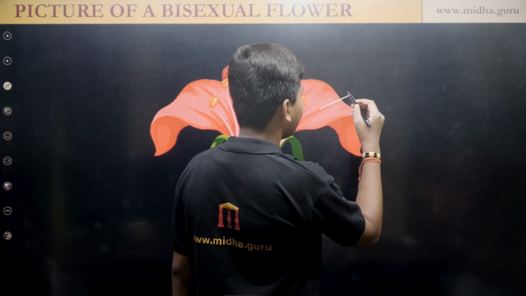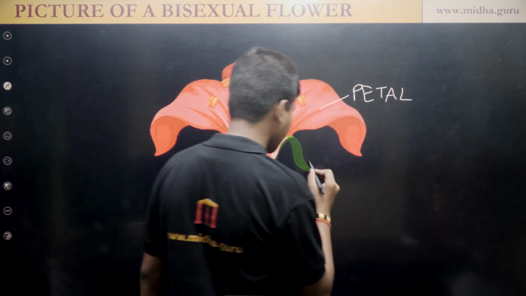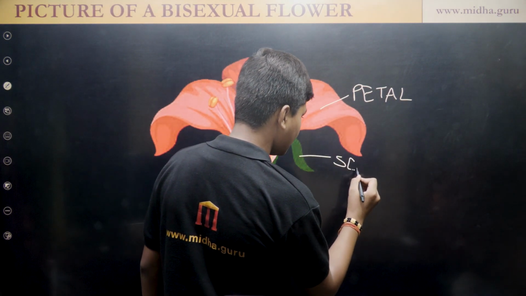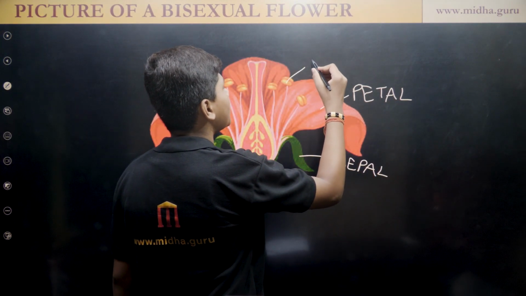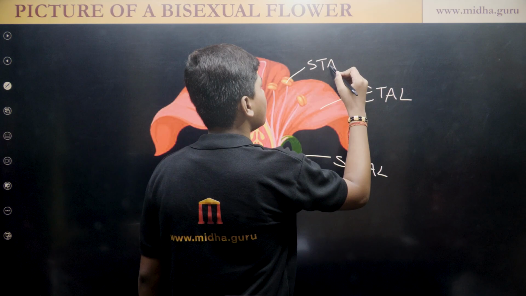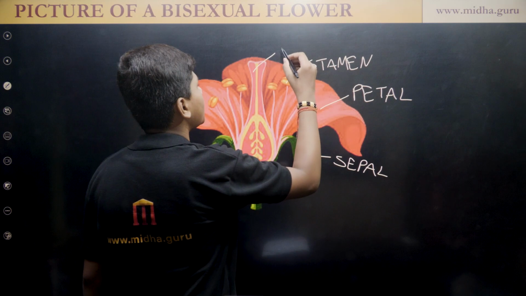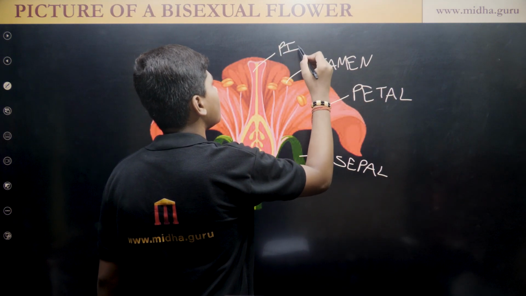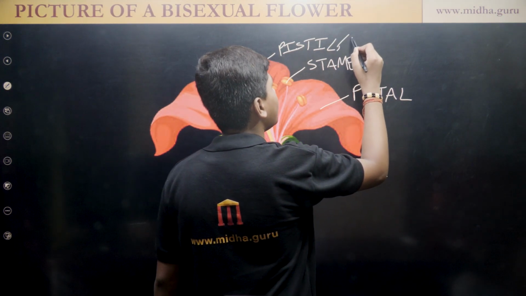Hello, I am Shaurya and today I am going to explain the parts of the flower. Here we have taken a bisexual flower. This colorful part is petal. This green part is sepal. This is the male part of the plant called stamen. And this is the female part of the plant called pistil, and also called carpel.